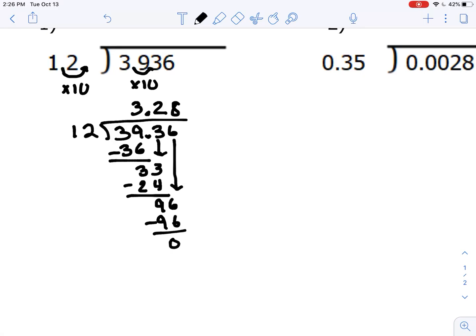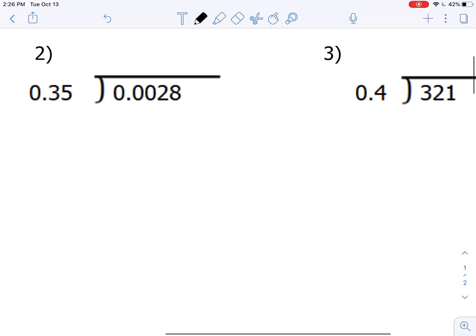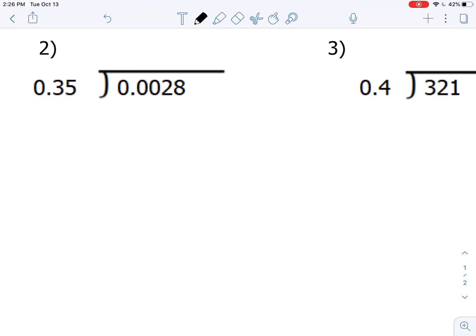Okay, on to question number 2. We have 28 and 10 thousandths divided by 35 hundredths. We're going to move our decimal point over twice in the divisor and twice in the dividend. That means we've multiplied both numbers by 100. Right? Remember, the decimal point has to be moved the same number of times. So our problem becomes 35 going into 28 hundredths.